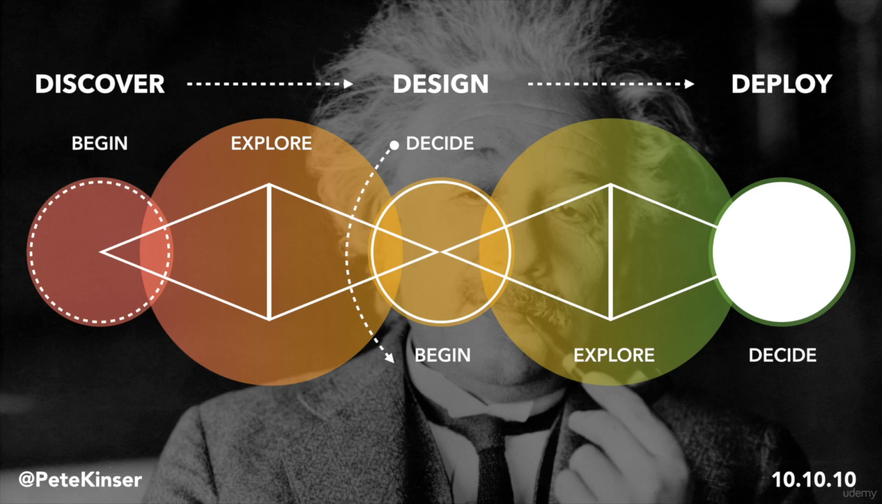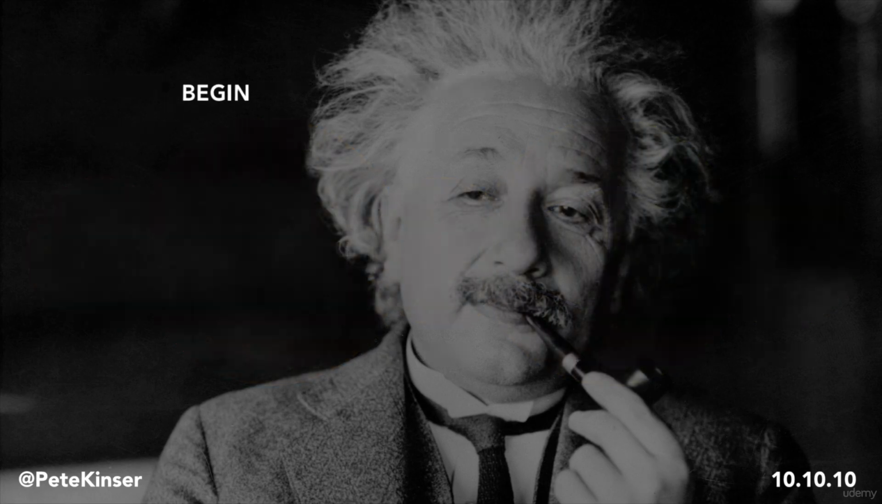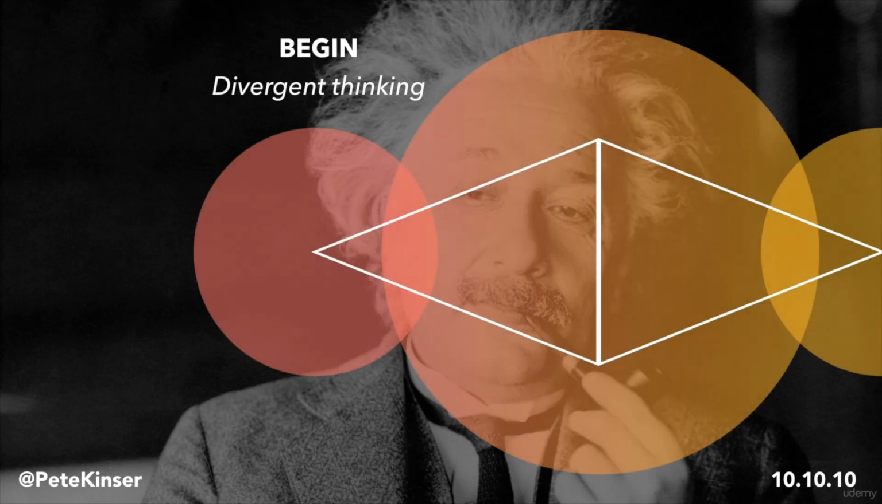As we get into this begin phase of the design thinking process, we want to open ourselves up to new ideas. So nothing here is good or bad. We're just beginning and trying to understand the context. We want to encourage divergent thinking. So we're not constrained, we're free from judgment, and we can kind of then begin to move towards this exploratory phase.